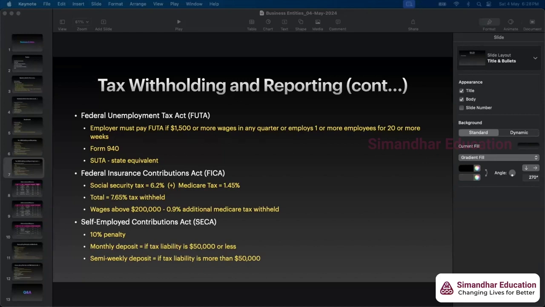Yes, actually, I do have one last question on the second slide of tax withholding and reporting regarding the child employment by parents. Can you please go back to that slide, or let's just move with the question?